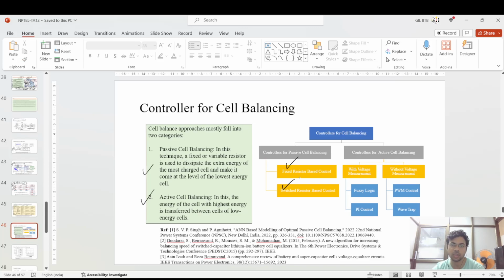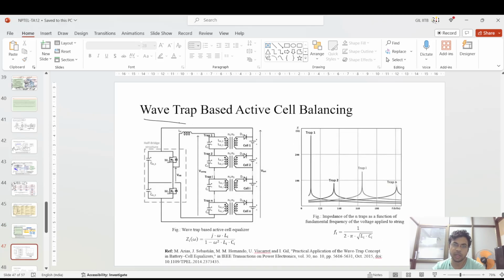And these are the controllers, which are the passive cell balancing and the active cell balancing. Myriad methods are there in the passive cell balancing, such as the fixed resistor and switch resistor, and in the active cell balancing, that is the voltage measurement, without voltage measurement, PI based, wave trap based, and multiple techniques are there. Okay. And these are the wave trap based active cell balancing. Wave trap means you have this switch.